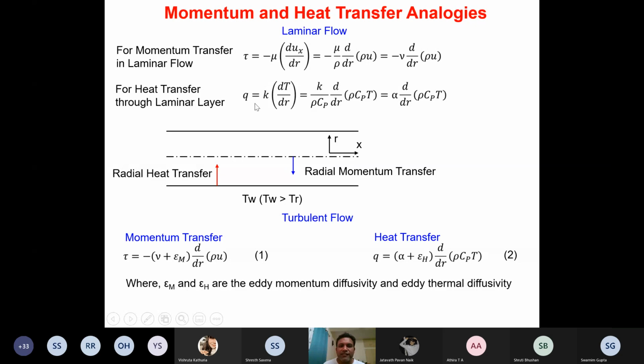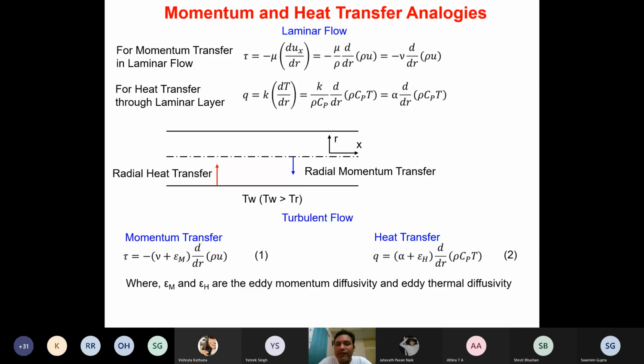Similar to this, we can write down Fourier's law of heat conduction, so the heat flux is given as minus k dT by dr. We are not having any minus sign here because we are assuming that the temperature of the wall is higher than the temperature of the fluid flowing inside this pipe. That means as r is increasing, the temperature is increasing, and therefore this negative sign is omitted here. So q is given as k dT by dr. Again, we can rearrange this equation by dividing by rho Cp, so that becomes k by rho Cp d by dr of rho CpT. This can be given in terms of the thermal diffusivity, alpha d by dr of rho CpT. Okay, so this is for the laminar flow.